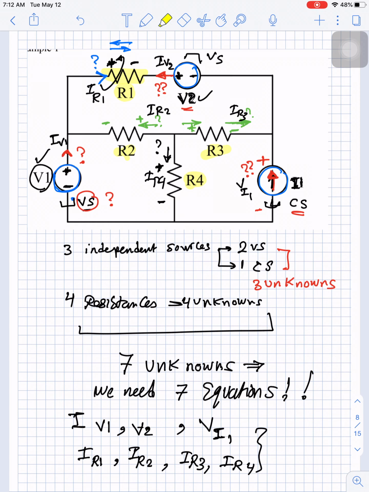The question is how you will write down the 7 equations, how we will get the 7 equations. This will be the topic for our next lecture: how we can write down equations. To write down equations, we will learn about KCL and KVL, or Kirchhoff's laws. We will learn Kirchhoff's current law and Kirchhoff's voltage law. So next lecture, we will learn KCL and KVL to get the equations.